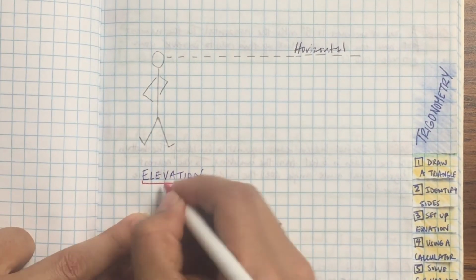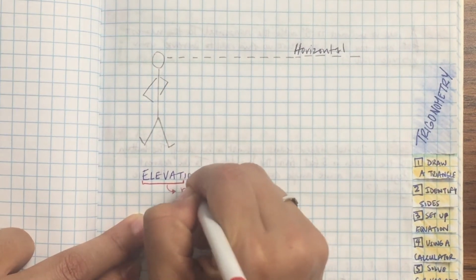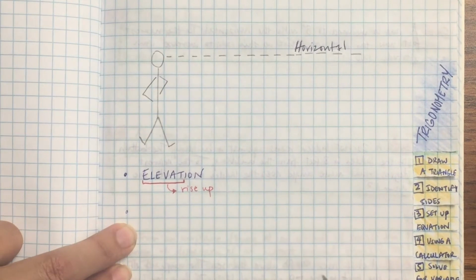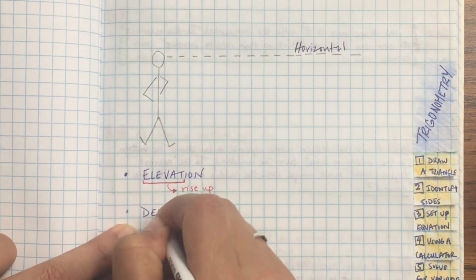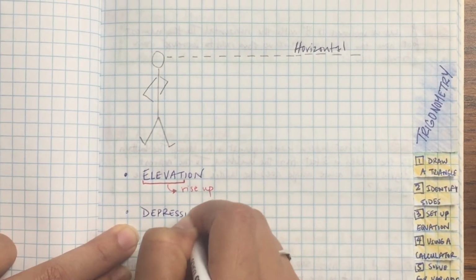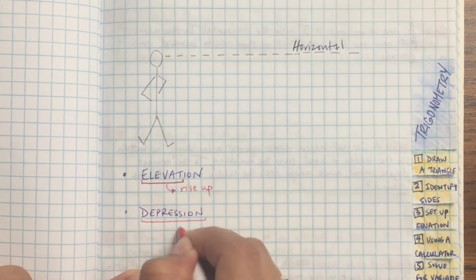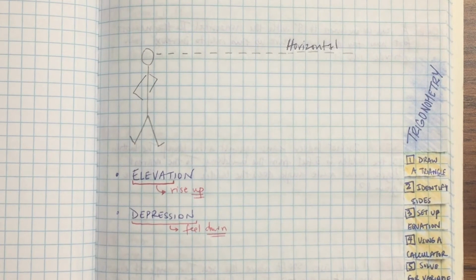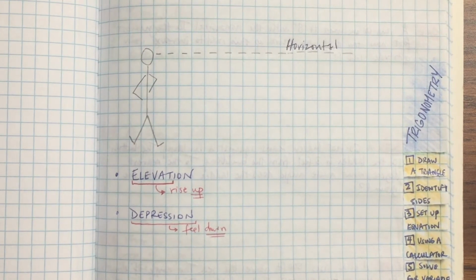What do you think of elevate? The word elevate means to rise up, to lift up. Okay, so rise up. So what does that mean? To look up. And then there's another word, depression. Well, what is depression? Depression is when you feel down, right? So that will be to look down. And it's all from the horizontal line.